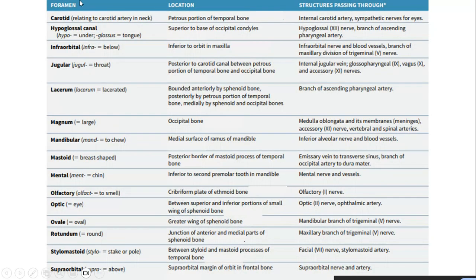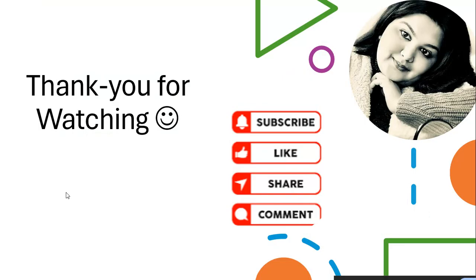All right, foramen, right? Carotid. These are facial foramens, hypoglossal, jugular, lacerum. We already spoke about it, right? But all these are related to facial bones. We have already discussed them.